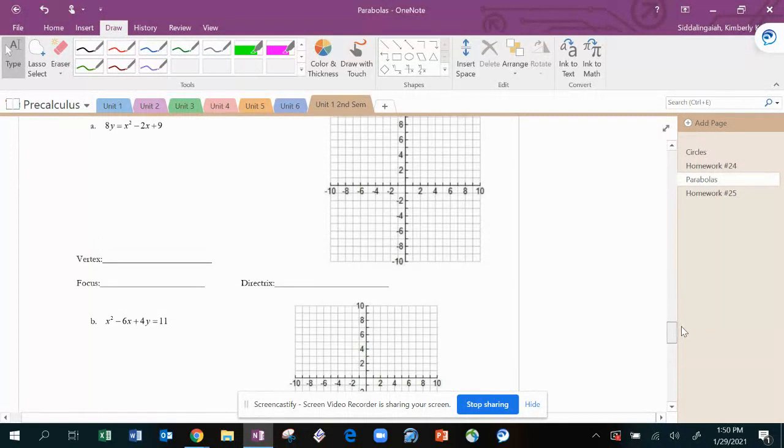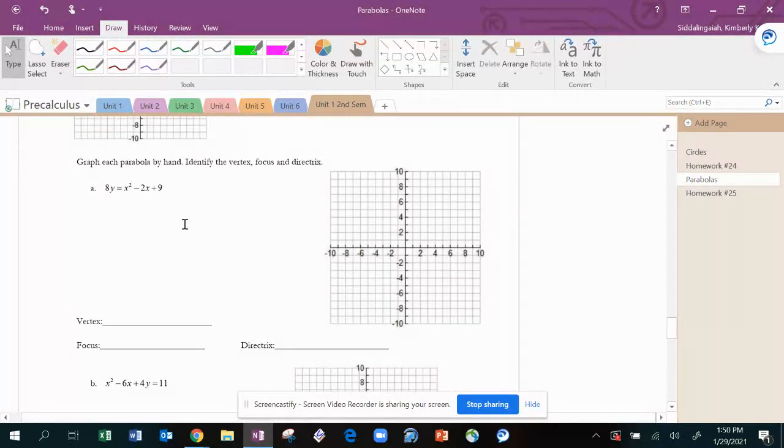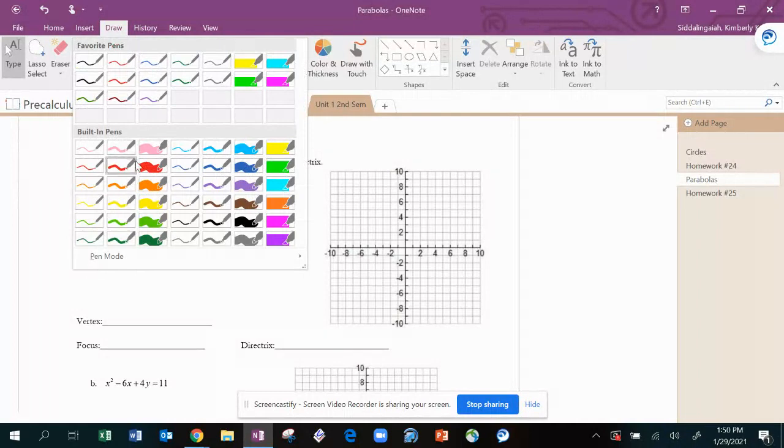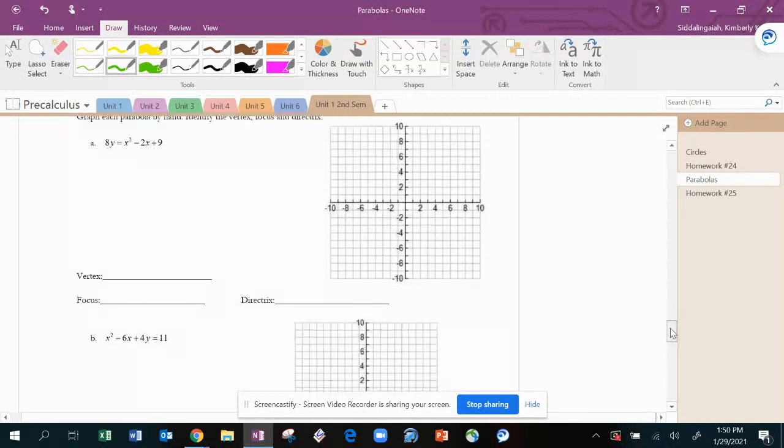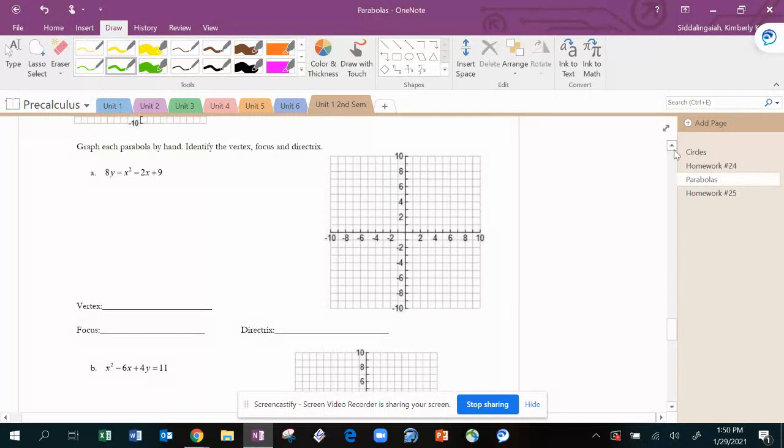Okay, so let's take a look at these two, because these are definitely just like stuff you're going to see in the homework. Let's get a fun color here. Let's do like a fun green. Okay, so when I'm looking at that part A, what I see is that my parabola equation is all jumbled up. So I'm going to have to do some completing the square.